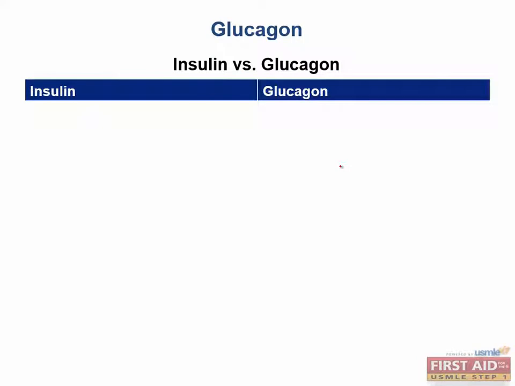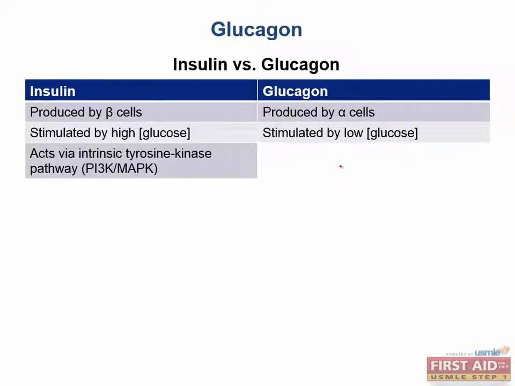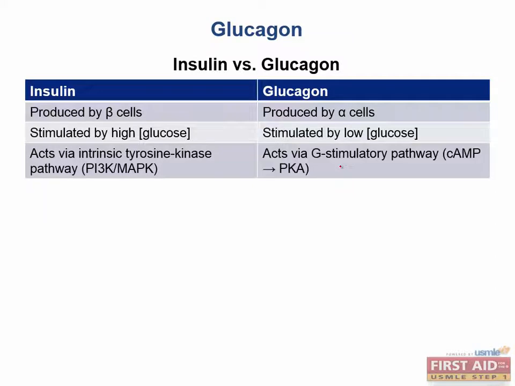Now once you know insulin, glucagon's not really too hard to get the hang of. In many ways, it's kind of like the anti-insulin. Insulin is secreted by beta cells in response to hyperglycemia, whereas glucagon, well, I'll let you do this one for me. What's glucagon secreted by? The alpha cells, right? In response to hypoglycemia. Insulin operates via the intrinsic tyrosine kinase pathway, whereas glucagon is just your average G protein coupled stimulatory pathway.